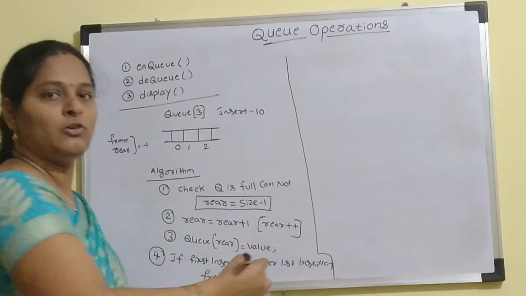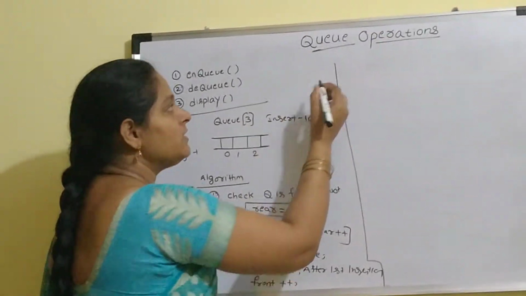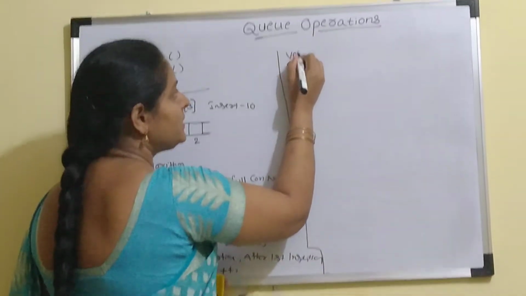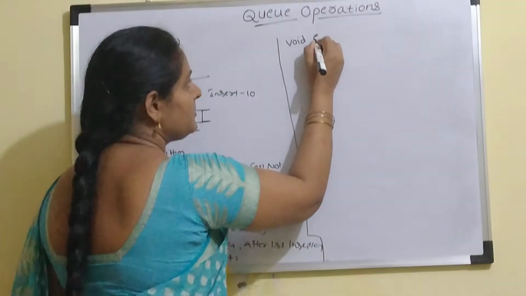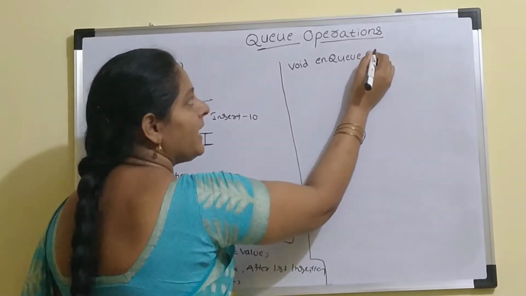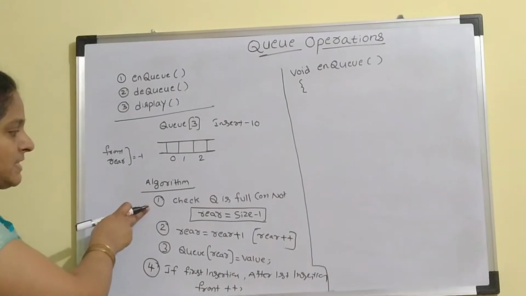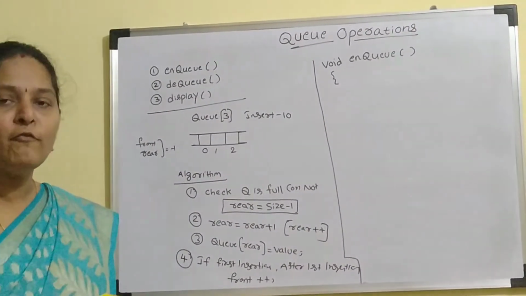Okay, I'll write the code. According to that code, we will insert the elements into the queue. See the function, how to write the code for the insertion operation. In a queue, the insertion operation is also called the enqueue operation. So what is the first step? Check whether the queue is full or not.